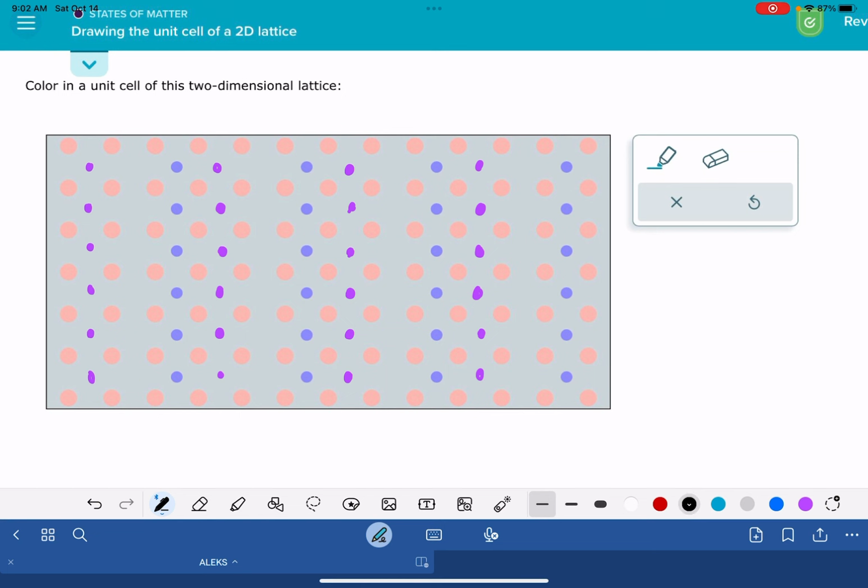So again, it's kind of like a puzzle. Look for your repeating pattern. Recognize that there are going to be multiple correct answers. ALEKS is programmed to accept multiple correct answers to this problem.